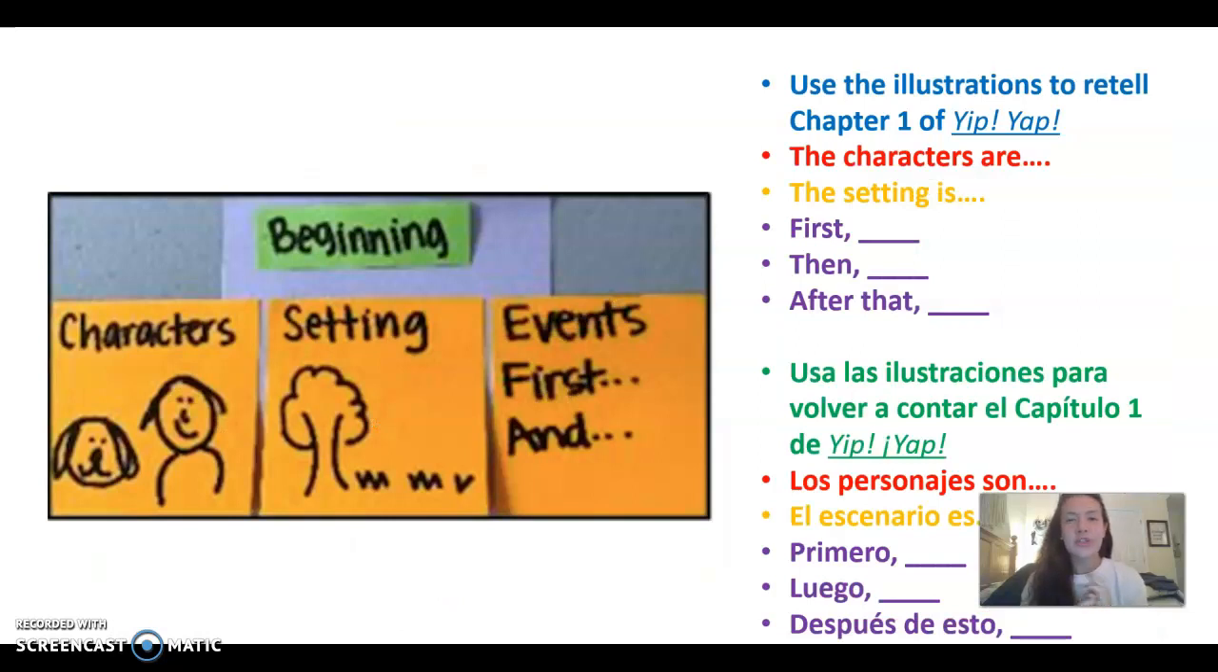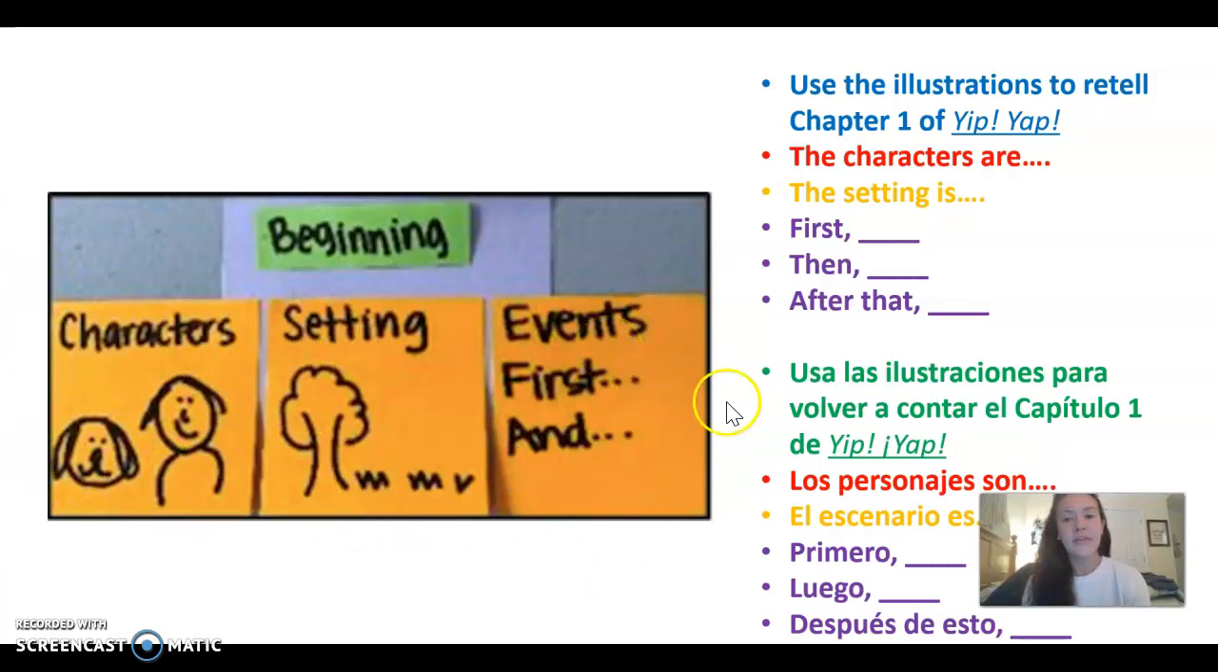Today, you are going to do a really quick retelling. You read chapter 1 of Yip Yap yesterday, so you already know what happens in the story. Today, you're going to read it again, and you're going to use the illustrations this time to retell chapter 1. For each chapter, there are characters, a setting, and events that happen, just like there is in the whole book. You're going to read chapter 1 of Yip Yap, and then you're going to tell me about the characters, the setting, and the events.